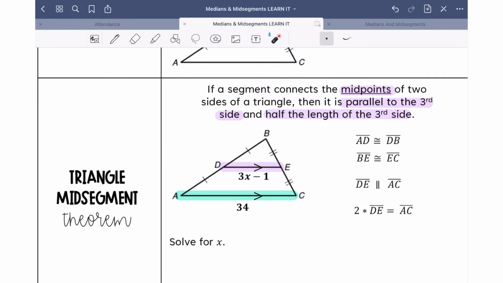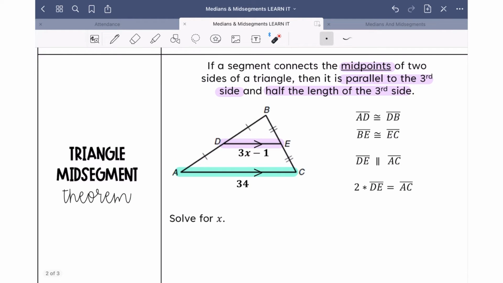To make life easier and to work smarter, not harder, we love to do that. This is the formula that I go straight forward to. If you like something else or if you understand it in a different way, you're more than welcome to use that. But for me, this is the easiest way. So the formula for me is 2 times the length of the midsegment. My midsegment is DE, this one. 2 times that length is equal to the third side, which is AC, the length of AC.